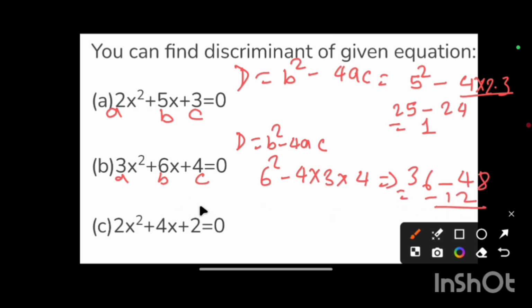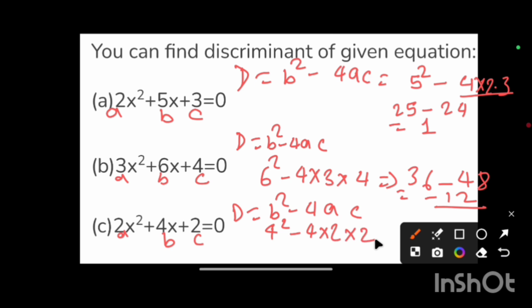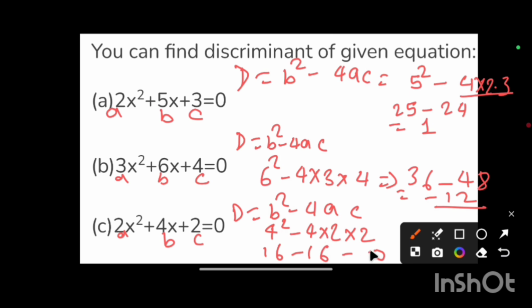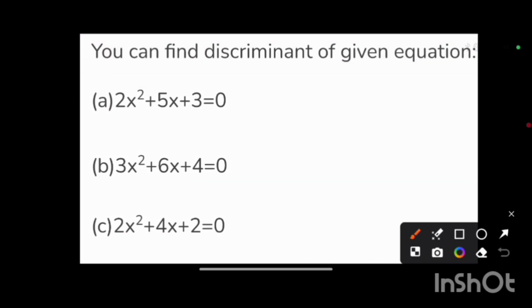In this equation, it is a, it is b, it is c, and D equal to b square minus 4ac. Here b square is 4 square and minus 4 times 2 times 2. It is 16, it is also 16. So it is 0. We can say D of first equation is greater than 0, D of second equation is less than 0, and D of third equation is equal to 0.